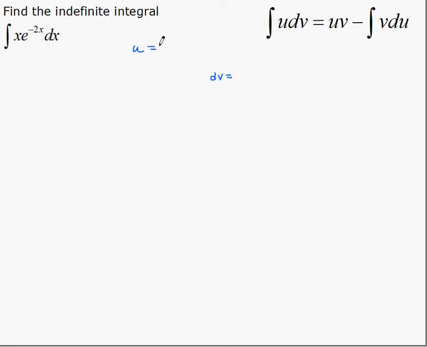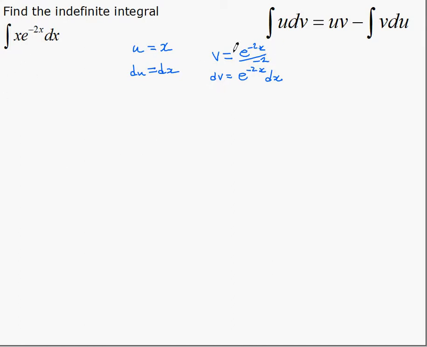u will be the thing that when we differentiate it, it becomes easier. In this case, du is the derivative of x. And dv is something that we want to be able to easily take the integral of. The integral of e to the minus 2x is e to the minus 2x over minus 2.